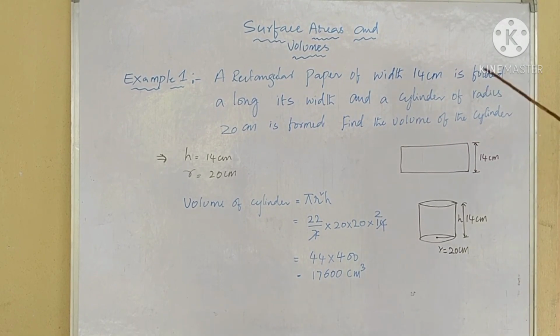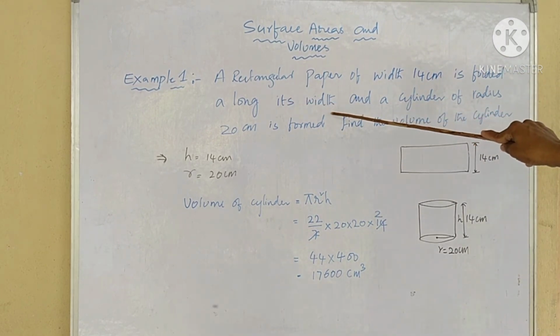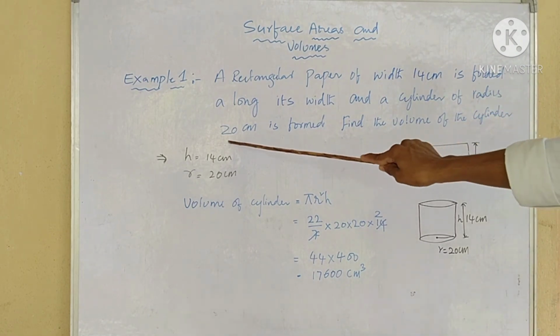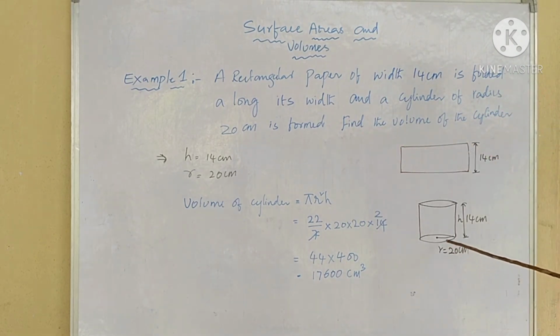So, a rectangular paper of width 14 centimeters is folded along its width. This folded paper forms a cylinder. So here the width is 14 centimeters, so the cylinder height is also 14 centimeters. And the radius of the cylinder is 20 centimeters. So, find its volume. Here, the volume of the cylinder is the question mark.